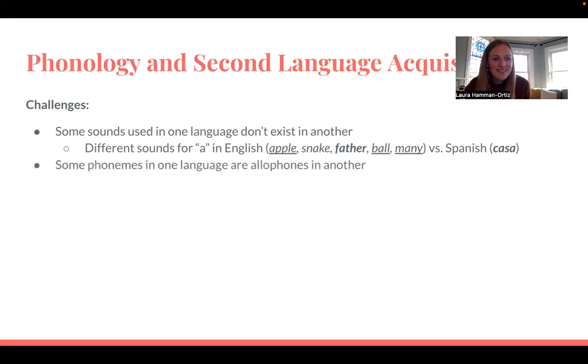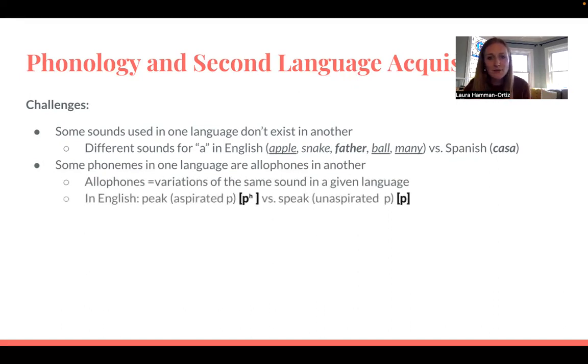Another tricky thing is that some phonemes in one language are allophones in another language. So let's talk about what that means. An allophone is a variation of the same sound in a given language. The example that was given in the chapter was in English, the word peak is aspirated, which means when we say the letter P, or when we make that sound, there's a puff of air that accompanies it. So if you hold up your hand to your mouth and you say peak, you'll feel that you're producing air. When we say speak, there's no air, it's unaspirated.